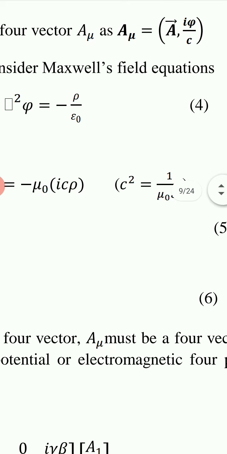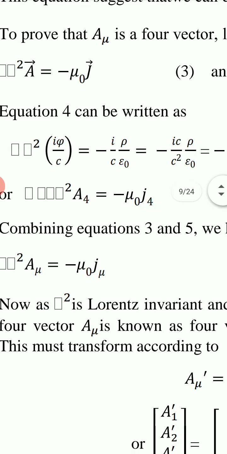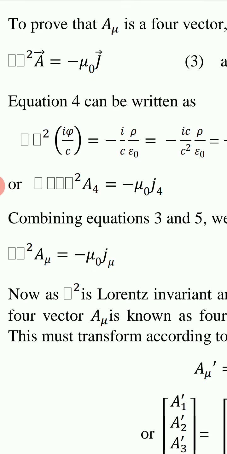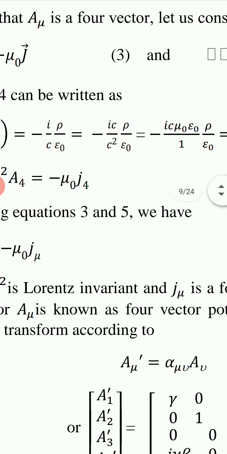This equation 4, del square phi equal to minus rho upon epsilon 0, can be written as del square I phi upon C equal to minus I upon C rho upon epsilon 0, multiplying by I upon C on both sides. Right hand side then becomes equal to minus IC upon C square rho upon epsilon 0, multiplying and dividing by C.